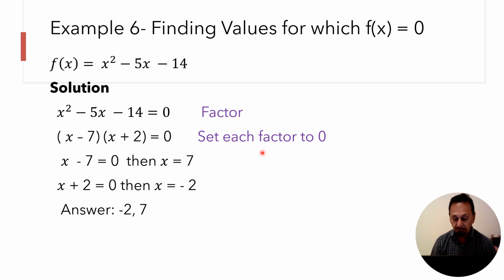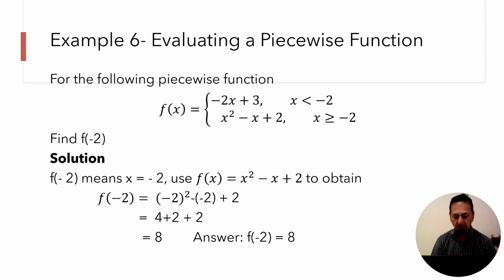Set each factor to 0. x minus 7 equals 0. Then if we move the minus 7 to the right, x equals 7. Similarly, x plus 2 equals 0. Then x equals what? -2. So the answer is the x values -2 and 7. For these x values, f of x equals 0.